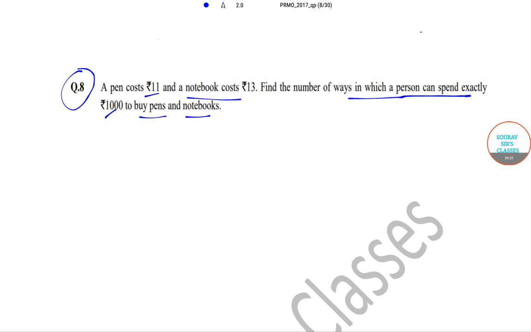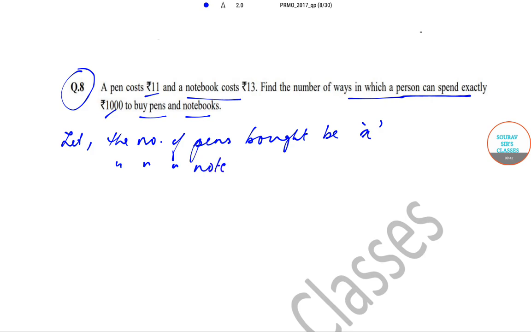So what we'll try to do is let the number of pens bought be X and the number of notebooks bought be Y. So the cost associated with buying X pens will be 11X plus the cost associated with buying Y notebooks will be 13Y, and the total spending should exactly be rupees 1000. Okay, so total spending should be rupees 1000.